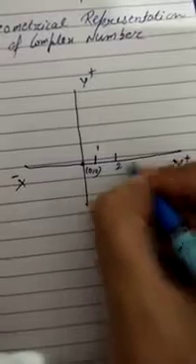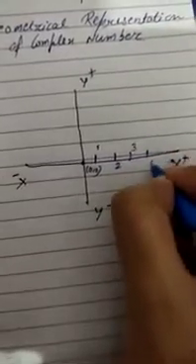First of all you will create a graph like this. This is your positive x-axis, this is your negative x-axis, this is your positive y-axis, and this one is your negative y-axis. This is the origin, its value is (0, 0). Now here is 1, 2, 3 and 4 on each axis.